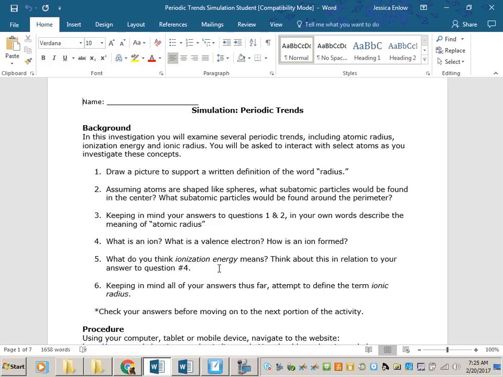Number two, like it says, what subatomic particles would be found in the center? Would that be like protons and neutrons? No, protons and neutrons. So what is an alpha particle? An alpha particle is a particle that's the size of a helium nucleus. It's got two protons and two neutrons. We're going to get into alpha particles when we get to nuclear radiation tomorrow. Okay, it's a different kind of particle.